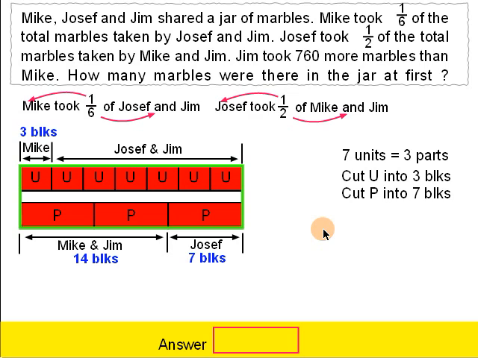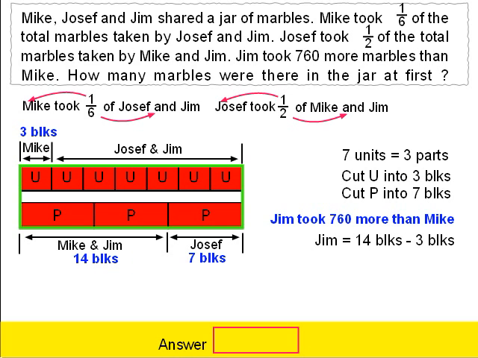The question is, how many marbles were there in the jar at first? We're going to find the total. To do that, we make use of the information that Jim took 760 more marbles than Mike. That means we have to compare the models of Jim and Mike. So how do we find that for Jim? Jim and Mike had 14 blocks, but Mike had 3 blocks. So by taking 14 blocks minus 3 blocks, we will be able to find the number of blocks for Jim. 14 minus 3 gives us 11. So Jim had 11 blocks.